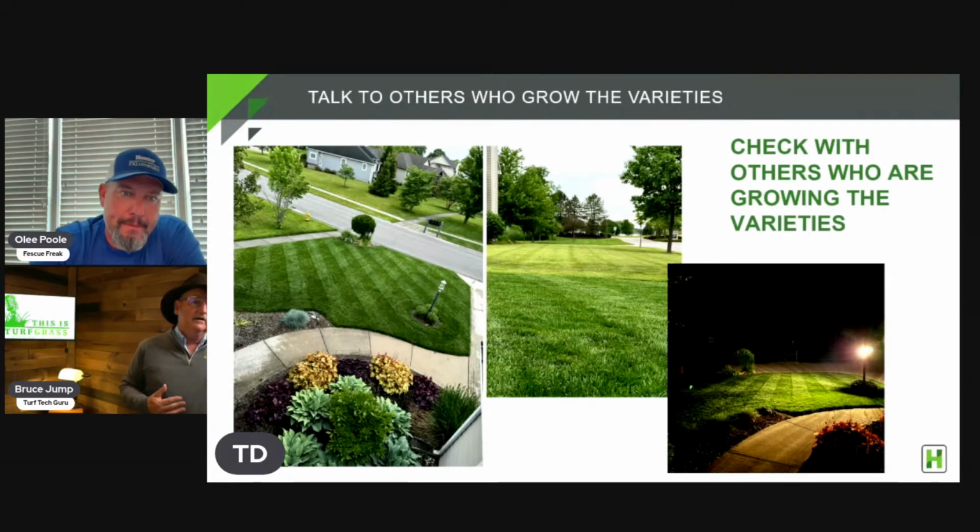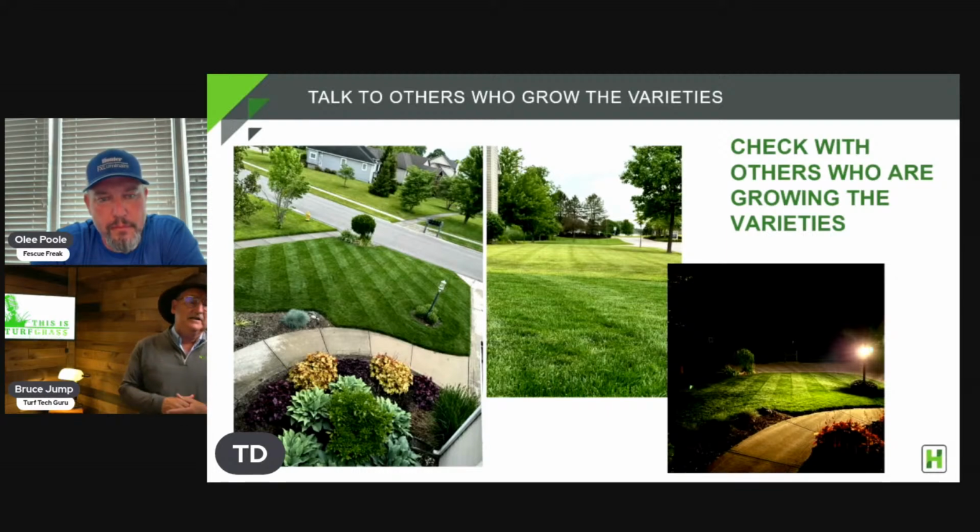Well, one is to look at marketing sell sheets. We've got to look at something besides the tag. Let's look at some marketing sell sheets. The other one is to check with people who are actually growing the varieties that you're looking at.